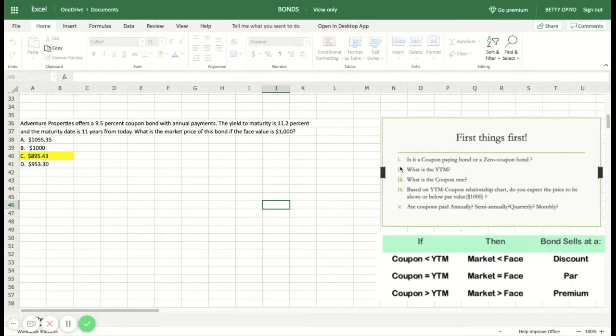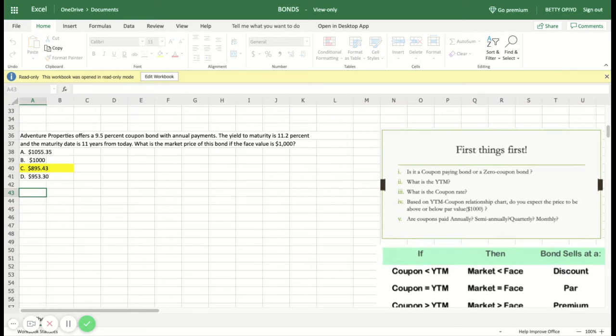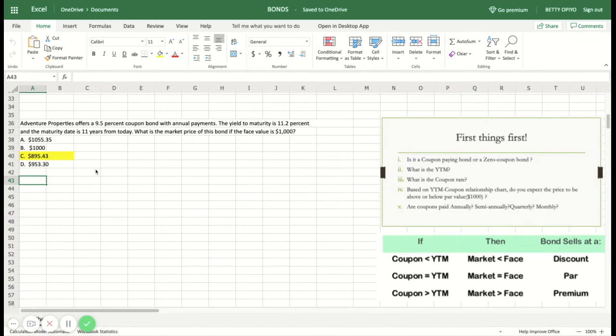The next thing we want to do is, what is the YTM? So we know that it's a coupon bond. So, solution, starting by answering this. As I mentioned before, it's really important to organize your work like this, because once you see what type of bond this is and all these considerations that we need to calculate, it will be easier to remember, so that we don't make a lot of mistakes.